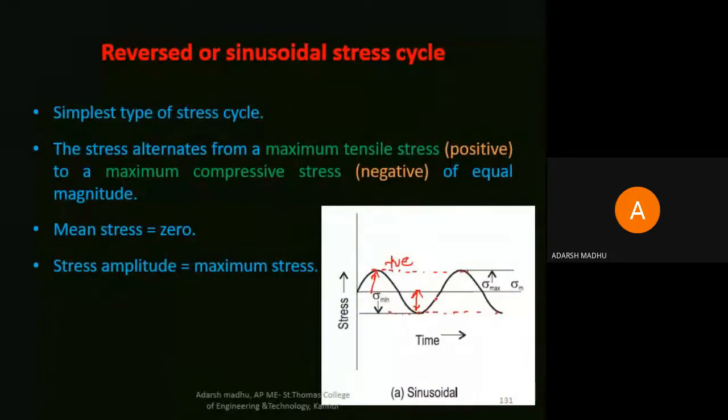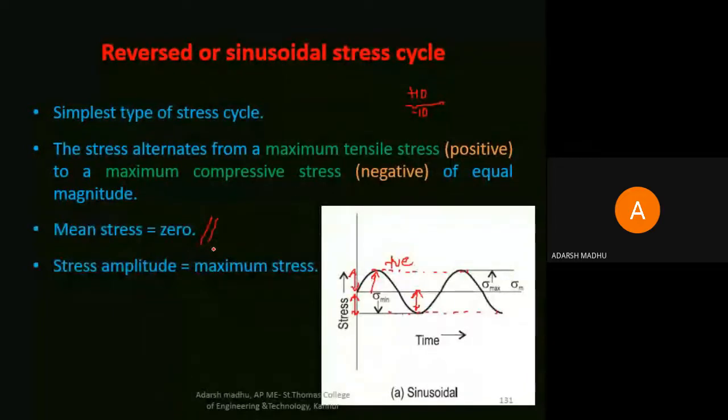Here we can say the value of maximum tensile stress and maximum compressive stress is the same, like this length and this length. So we can say the mean stress value is 0. If the value goes up to plus 10, it goes down to minus 10, so in between it will be in the mean or equilibrium position. So the mean stress value here is 0. This is the type of cyclic loading where the maximum tensile stress is equal to the maximum compressive stress.